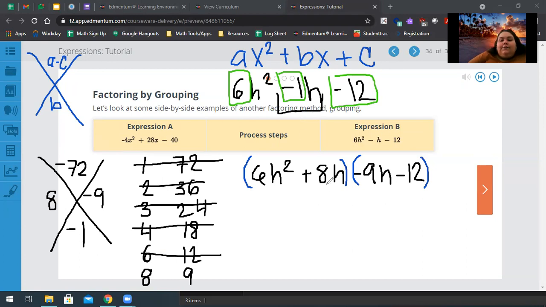So I focus on the first set of parentheses. 6 and 8, they're both divisible by 2. So I'm going to factor out a 2. And they both have an h, so let's take out an h.